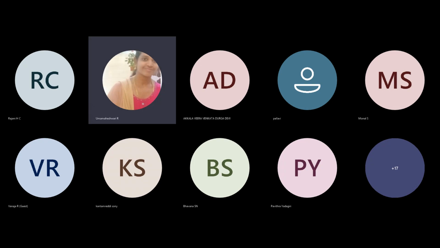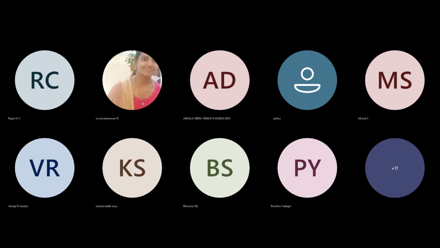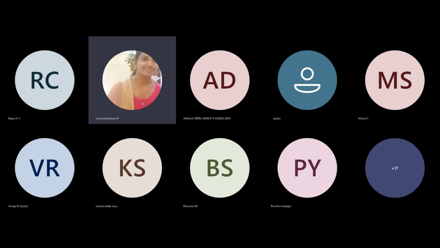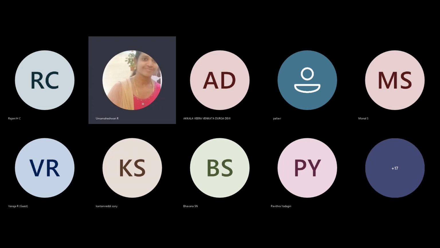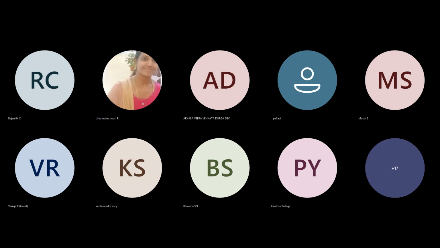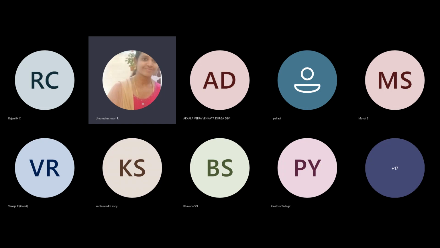And why are we using this? What is the difference between normal JavaScript and React JS? First thing is, this is the document object model. In React JS, this is called the virtual DOM. Okay, so virtual DOM.